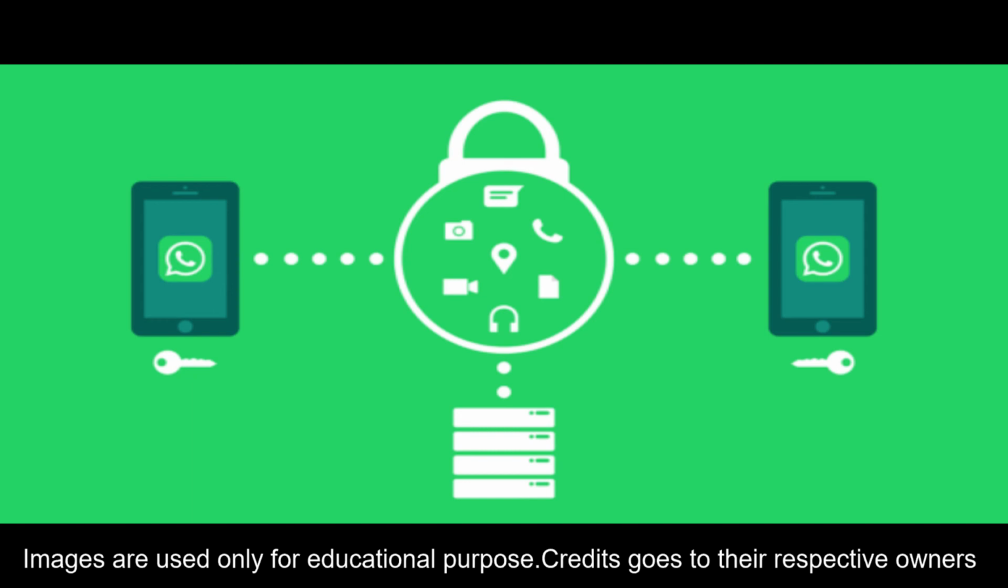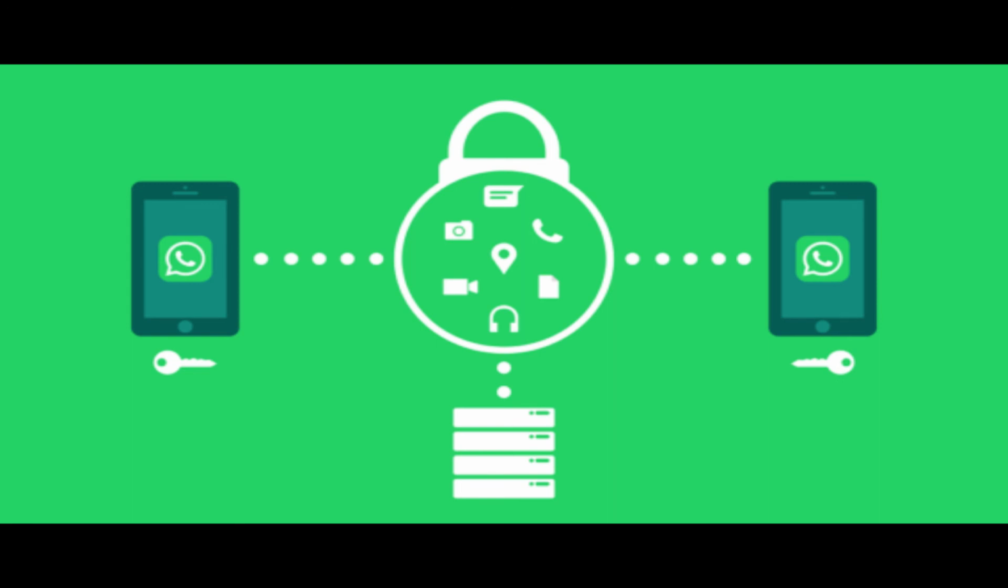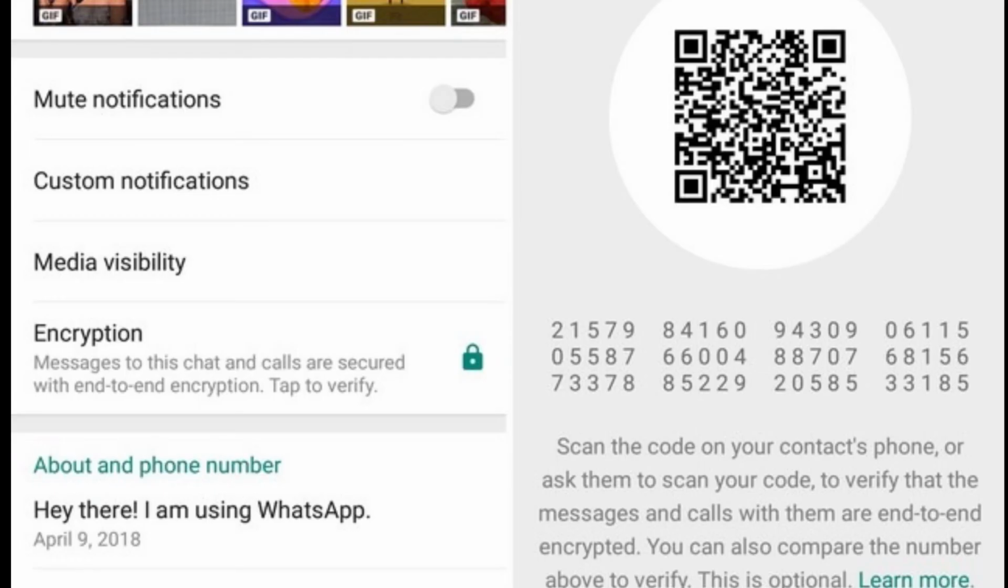So guys, here is a pro tip for you for watching this video till the end. To enhance your privacy to the next level on WhatsApp, here is a tip. Open your WhatsApp app, go to your friend's profile and click on an option called encryption. Now scan your friend's QR code on your WhatsApp and your QR code on your friend's WhatsApp to verify your keys, and this improves your security.